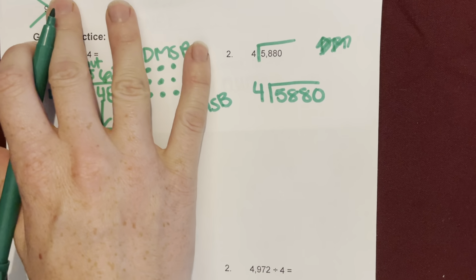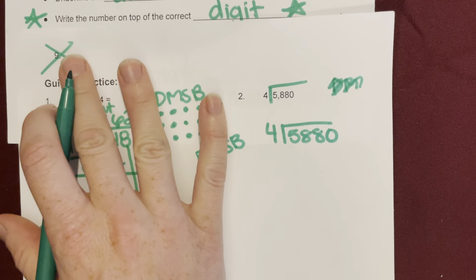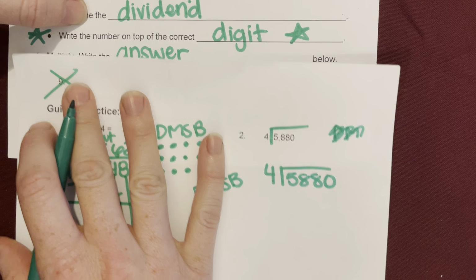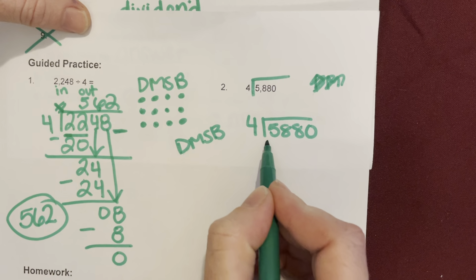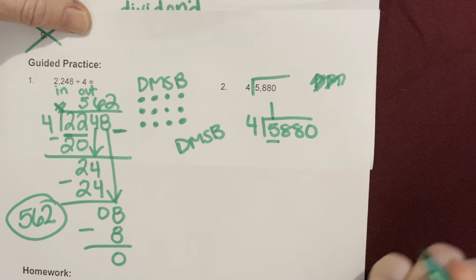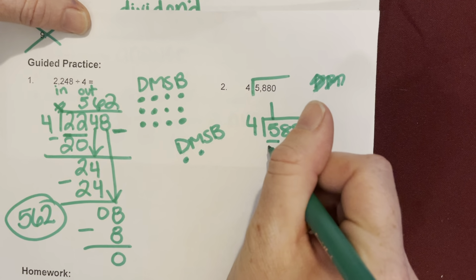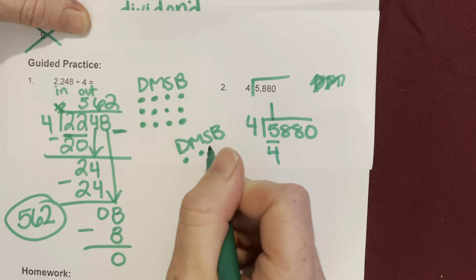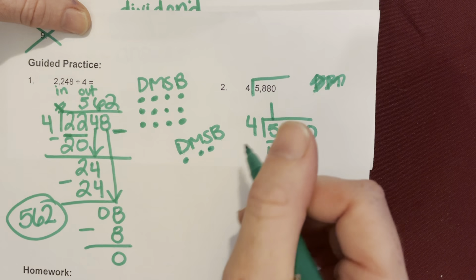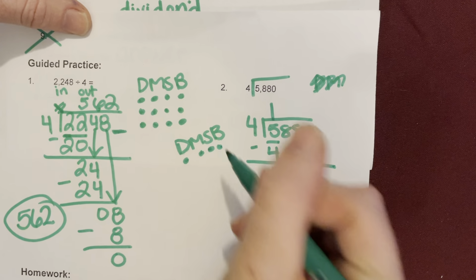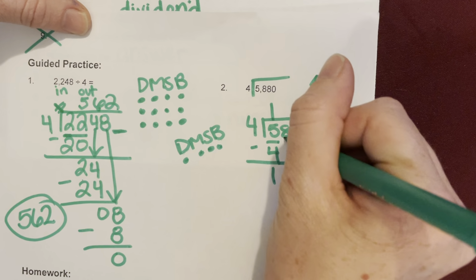Okay, step number 3 is divide. We're going to use underlines. Sorry, you can't see that. And then we're going to write the correct number over the digit. So 4 goes into 5. How many times? 1. 1 times 4, because now I'm multiplying, is 4. Next step is to subtract. So I subtract 5 minus 4, and I get 1. Now I need to bring down. I'm going to bring down that 8.